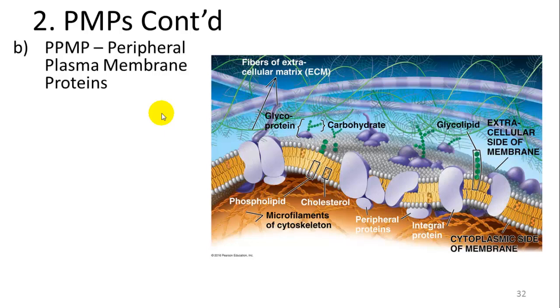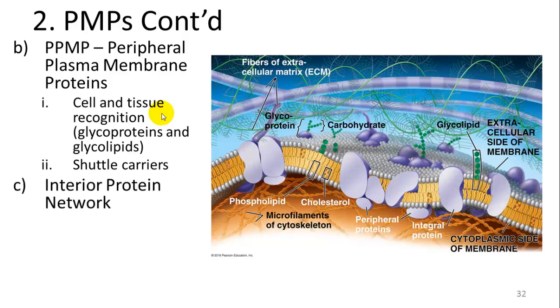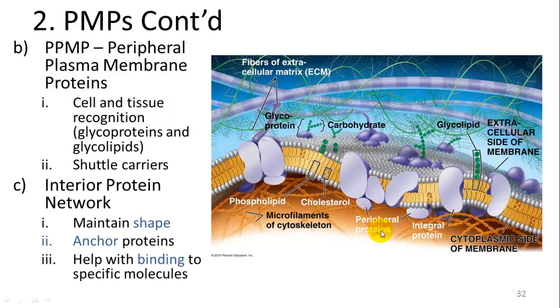There are also peripheral plasma membrane proteins. These are on the outside or the inside. They are important for cell and tissue recognition, such as with glycoproteins and glycolipids. They are shuttle carriers, where they may take things across the lipid membrane. And they're also important for the interior protein network, which helps to maintain the shape, anchor the proteins, and combine with specific molecules. So you can see all of those on this figure here from your book.